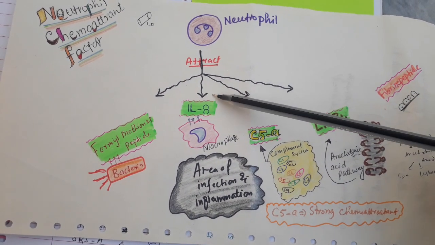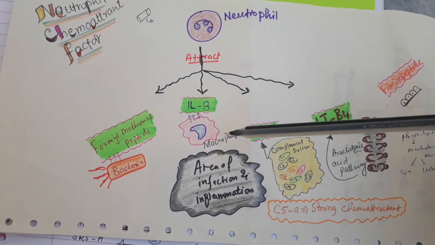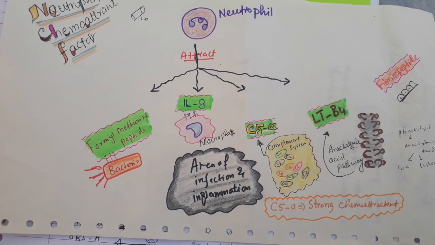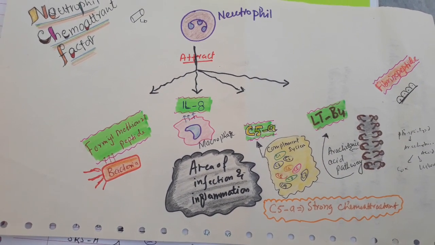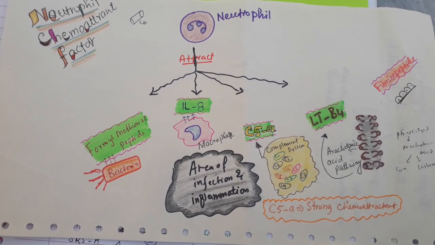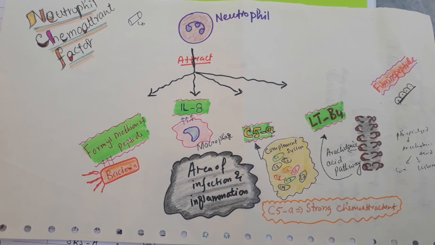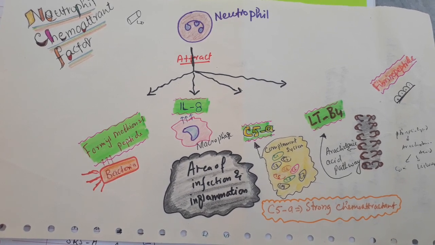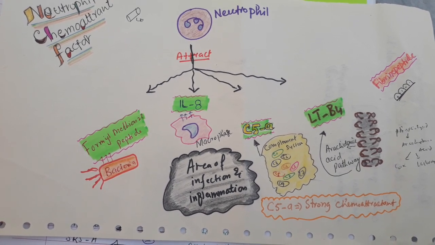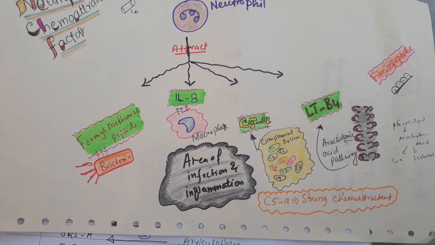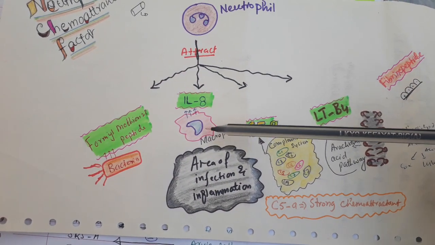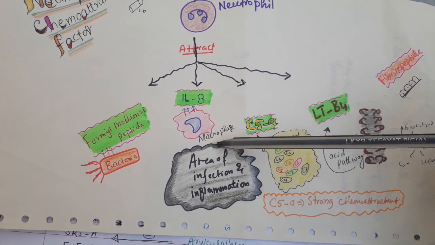We will be having interleukin 8, which is primarily secreted by macrophages. Interleukin 8 can also be secreted by monocytes, as the macrophage is derived from monocytes. It can also be secreted by lymphocytes, eosinophils, basophils, and platelets. But the primary producer of interleukin 8 is the macrophage.